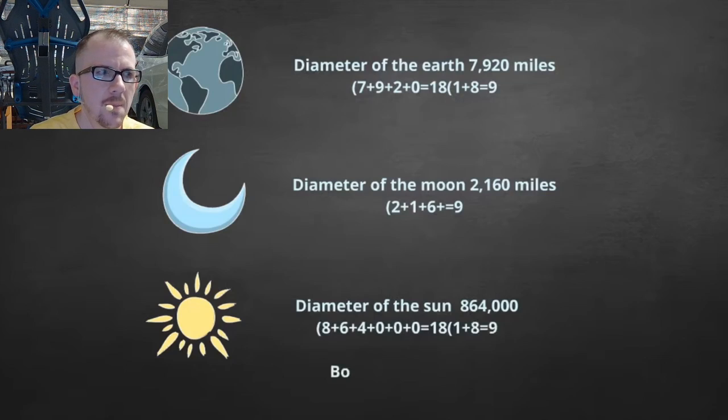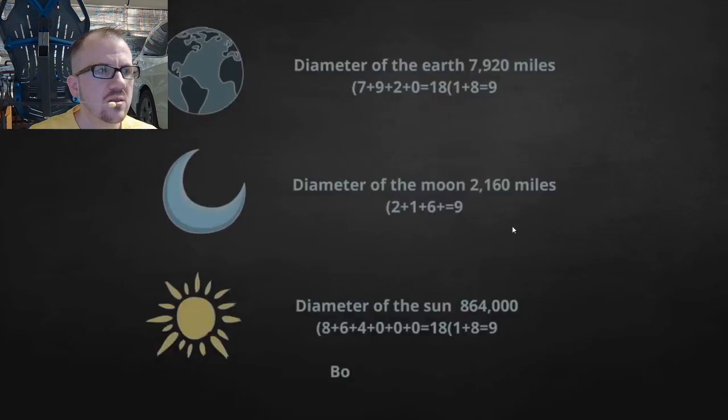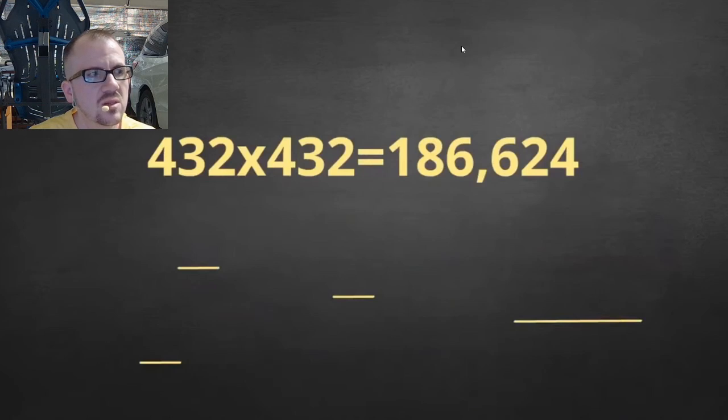Starting to align. The diameter of the sun is 864,000 miles, which means that the radius of the sun is going to be 432,000 miles. Now, why does that matter? Well, that matters because 432 times 432 is 186,624. And 186,624 is the speed of light. Okay? Everything is aligned, including you and your body.